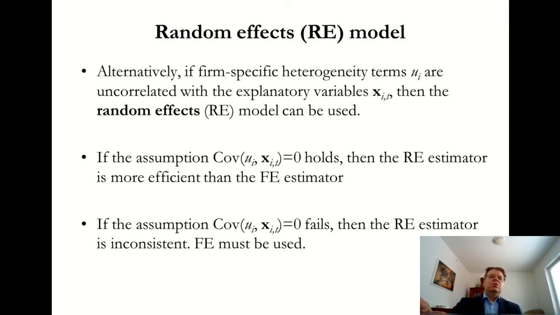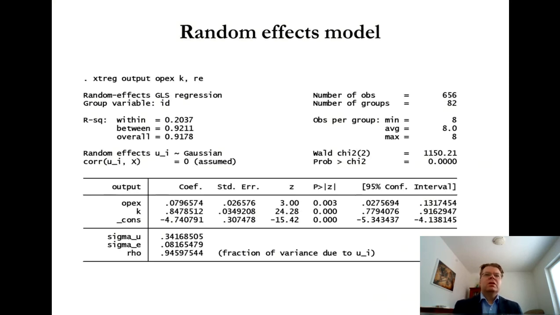Okay, so how does the random effects work then? So the idea here is that I don't go to the details, but here is the Stata output of the random effects model using this electricity distribution data. So notice that this output also refers to this random effects GLS regression. GLS was the generalized least squares.